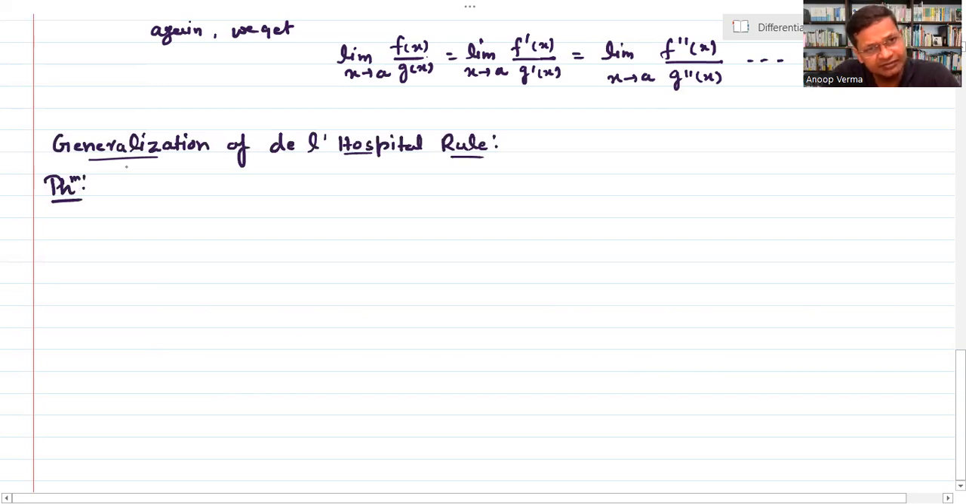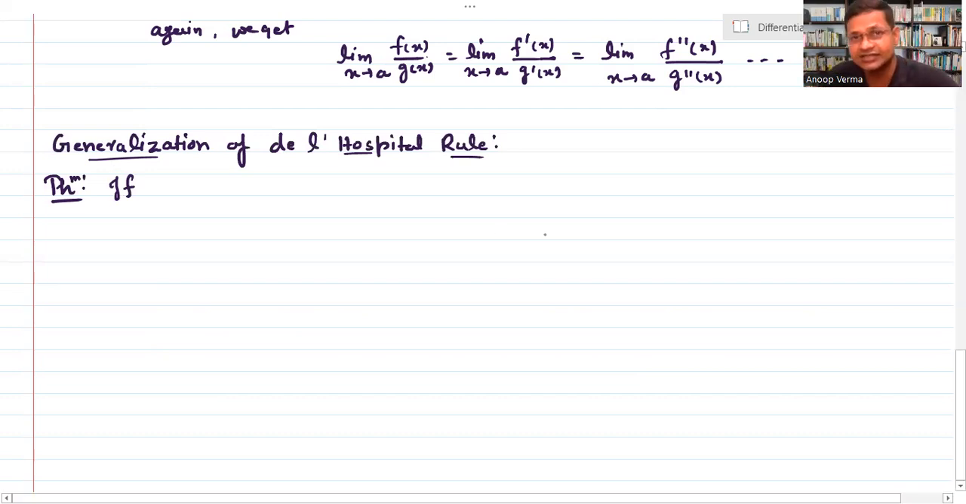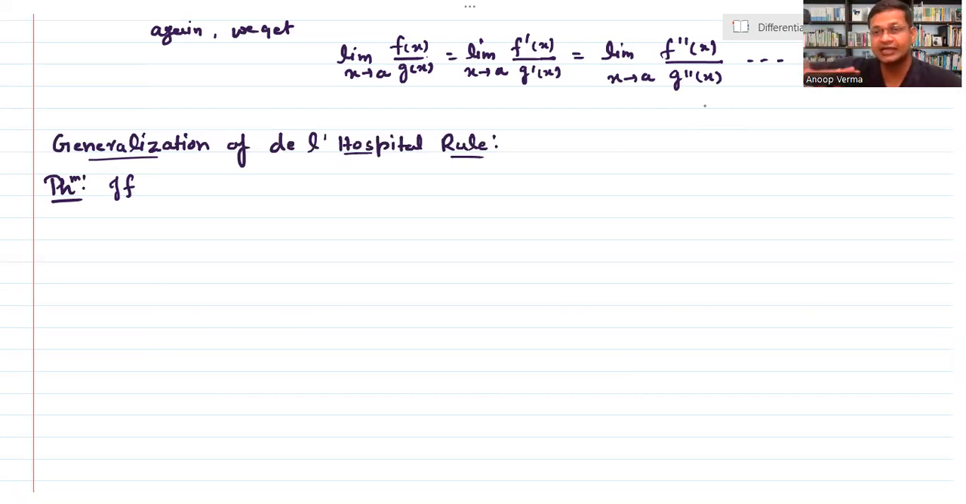Simply, if you take the derivative till n minus 1 and till n, and you are getting the 0/0 form, you can apply successive derivatives: first order derivative, second order derivative, third order, in sequence. And one thing you remember, we are differentiating the numerator and denominator separately.